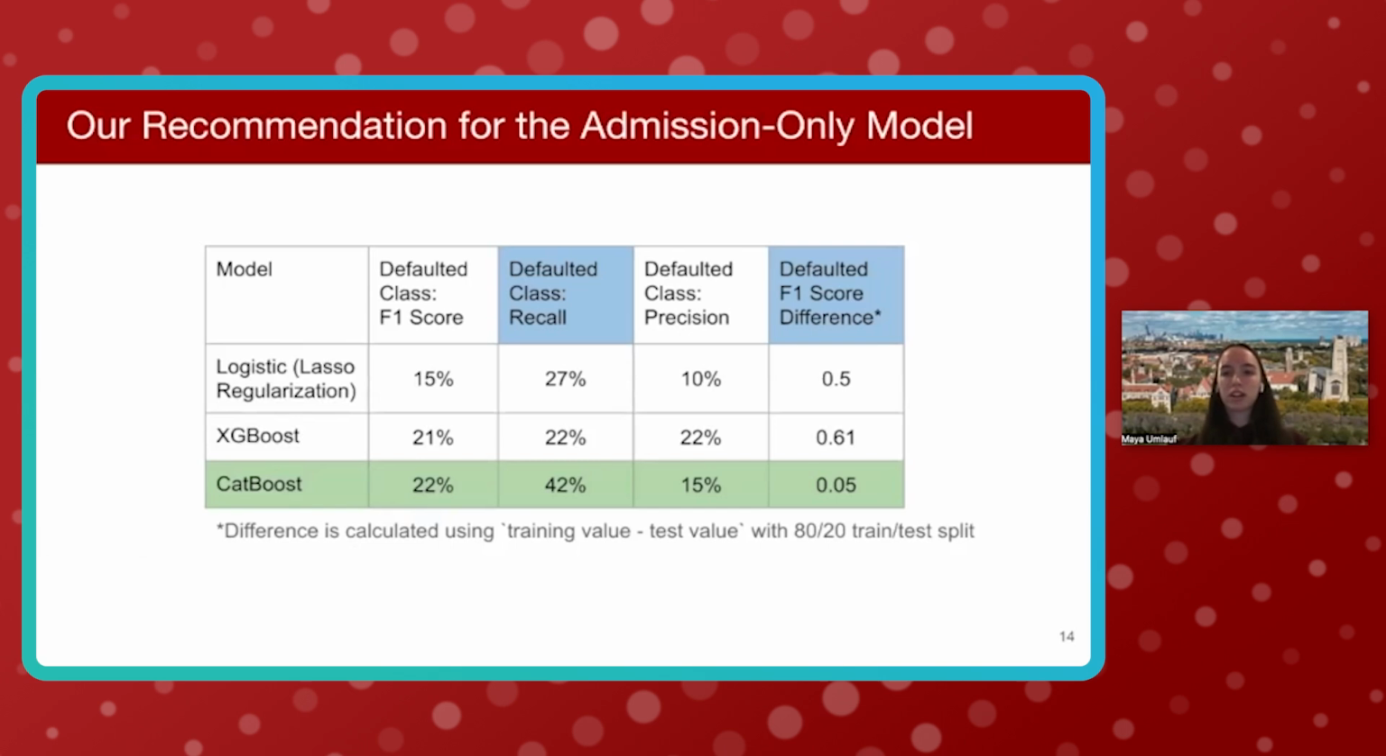Here's a summary chart of our admission-only models. Our priority was optimizing recall while generalizing well to the test set, so we wanted to minimize the F1 score difference between training and test data. We chose CatBoost as our best model with a recall of 42% and F1 score difference of 0.05. This means that 42% of the defaulting patients in the test data were correctly predicted as defaulting by our model.